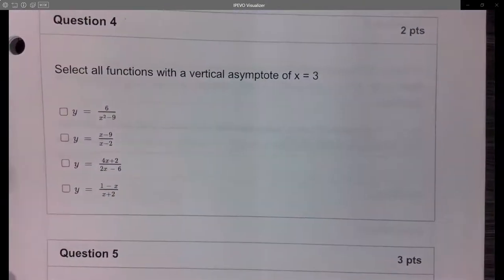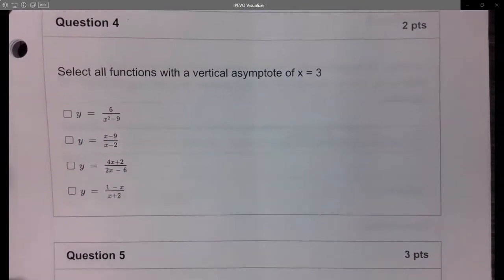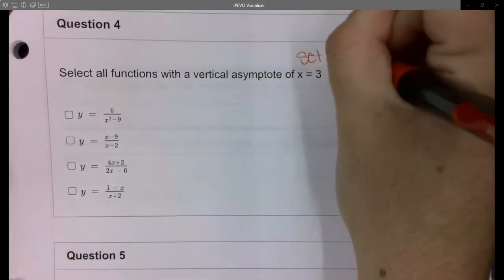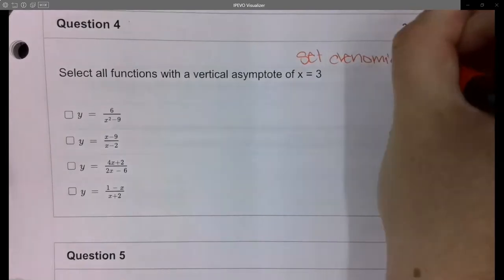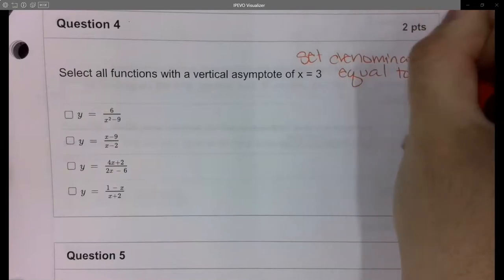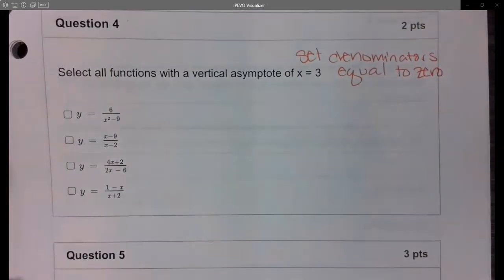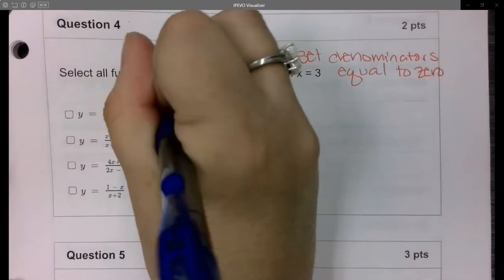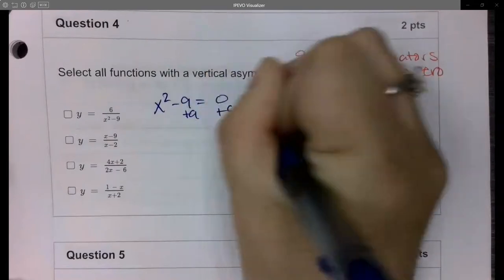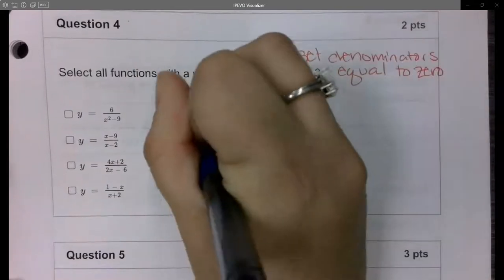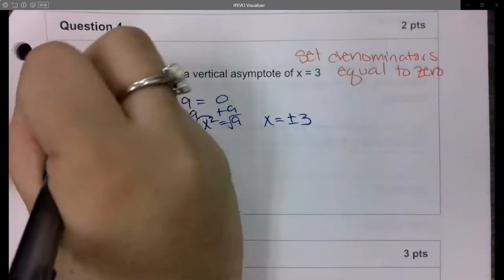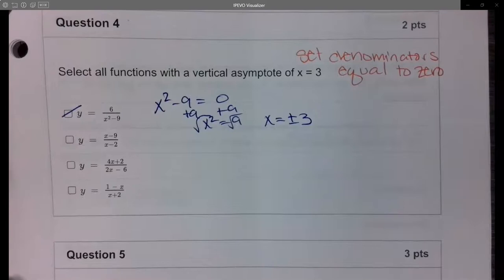Okay. This one wants me to see which functions have a vertical asymptote of x equals 3, so I want to set the denominators equal to 0. So I'm going to do that. On the first one, I'm going to take x squared minus 9 equals 0. I'd add 9 to both sides. I get x squared equals 9, square root. That gets me x equals plus and minus 3. So this one did get me a 3. That one worked.